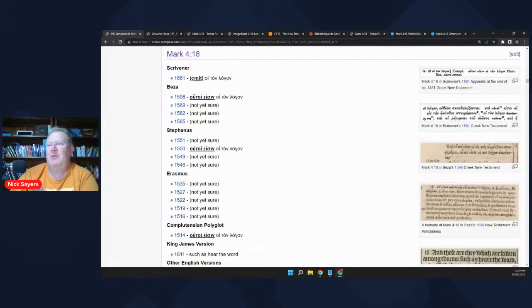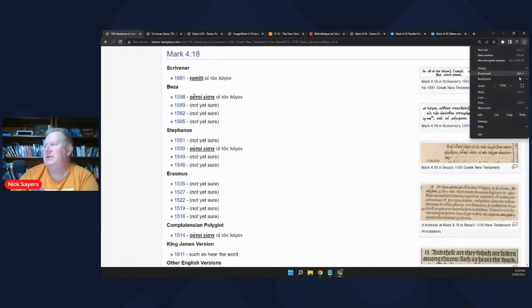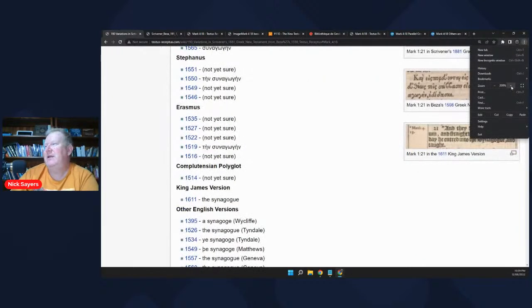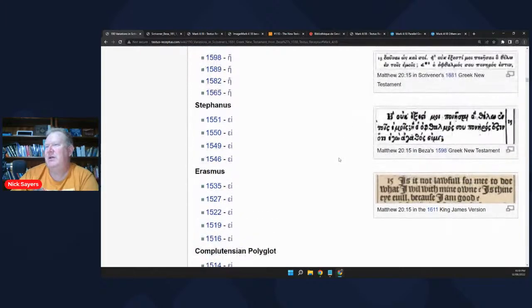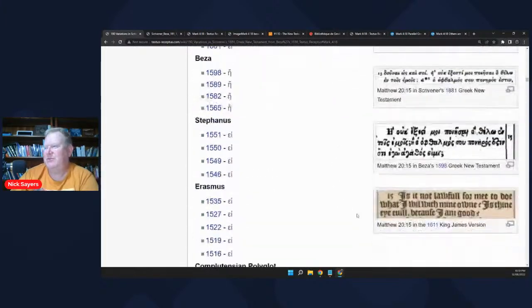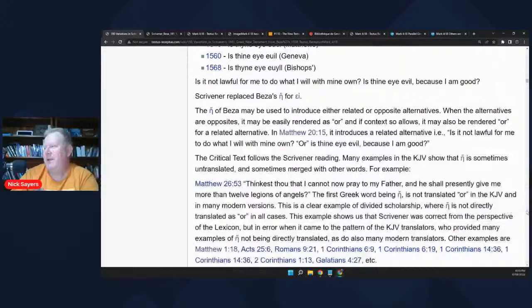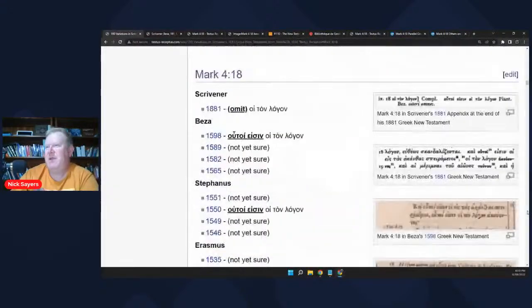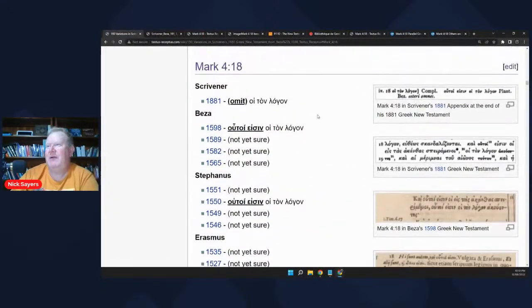And so we have an omission. So this is an omission by Scrivener. I'll enlarge this a little bit so you can see down the side of the page, and then I'll put it back to its original size so we can look at the pictures. And here we have Scrivener omits these words. Okay, so this is what Beza has.